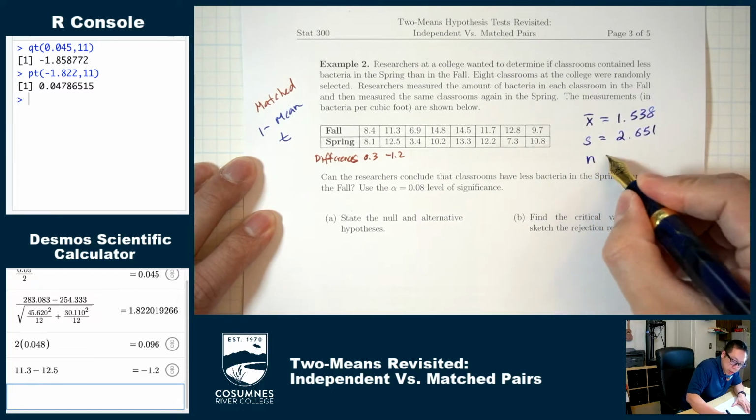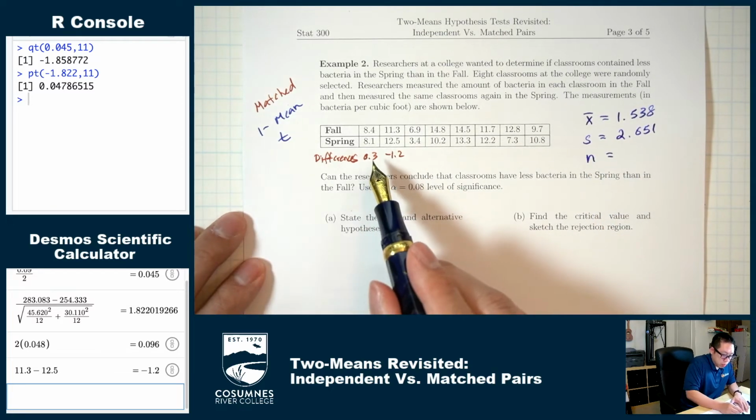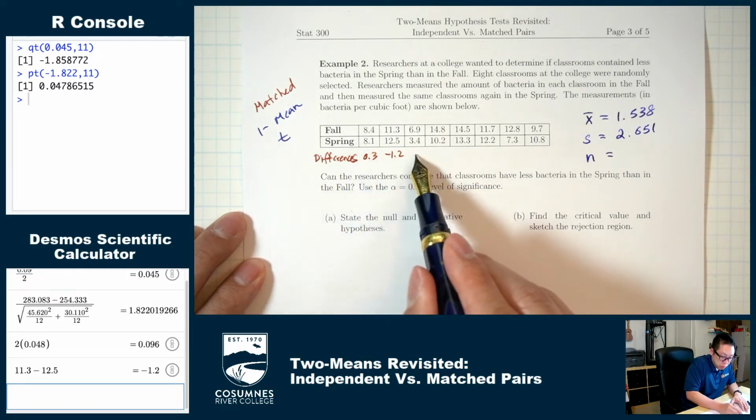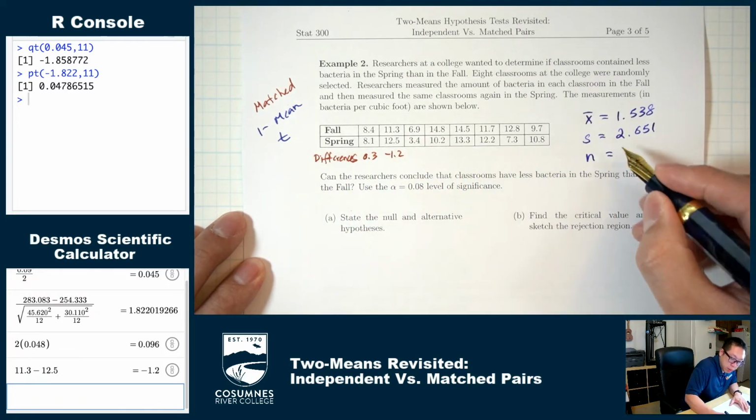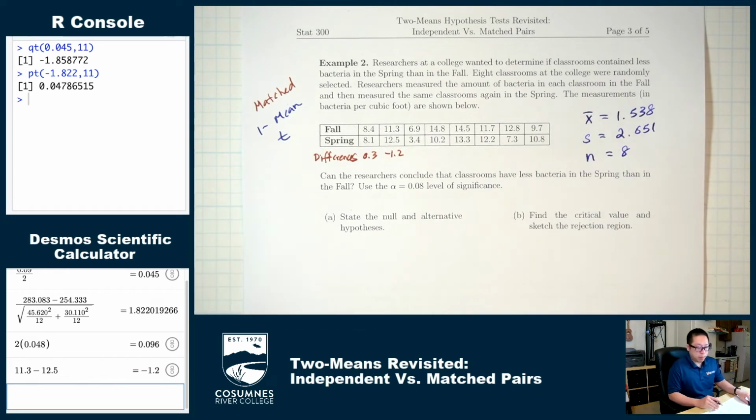And then the sample size, we'll just count. How many differences are there? There's 1, 2, 3, 4, 5, 6, 7, 8. So 8. Or you could have gotten it from the problem. There's 8 classrooms. Okay, part A, state the null and alternative hypotheses.